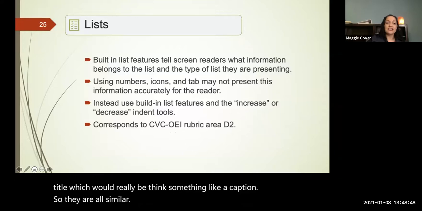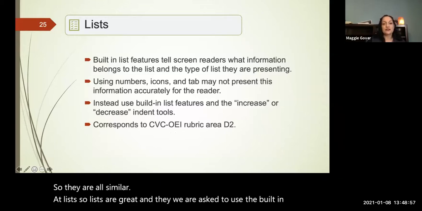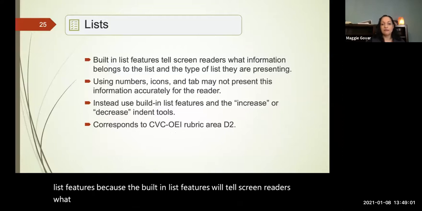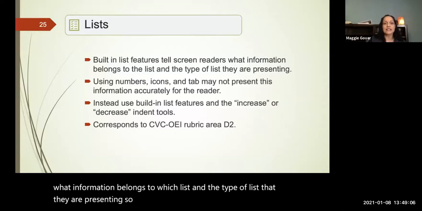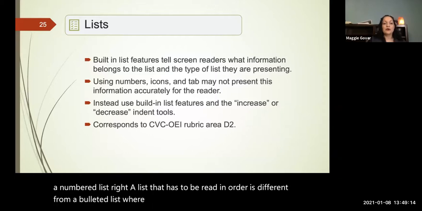Lists. So lists are great. We are asked to use the built-in list features because they will tell screen readers what information belongs to which list and the type of list being presented. A bulleted list is different than a numbered list, right? A list that has to be read in order is different from a bulleted list where the items can be in any order.